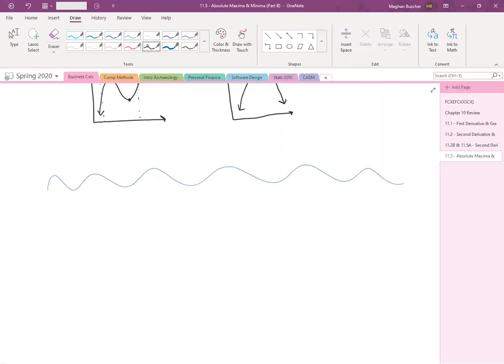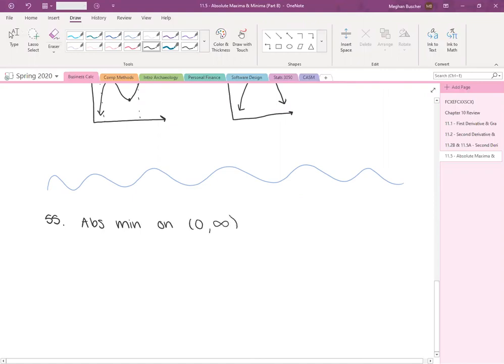Sounds good. Okay, so the one that I wanted to look at was problem 55. We're told that we want to find the absolute minimum on the interval 0 to infinity for the function f of x equals x plus 1 over x plus 30 over x cubed.